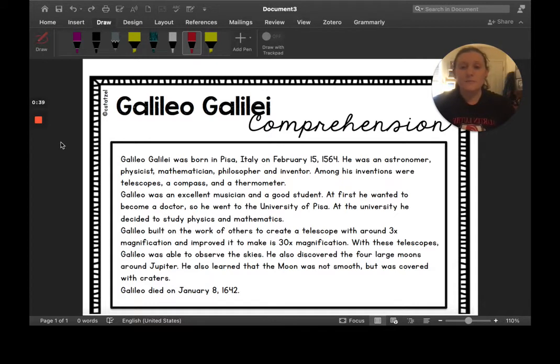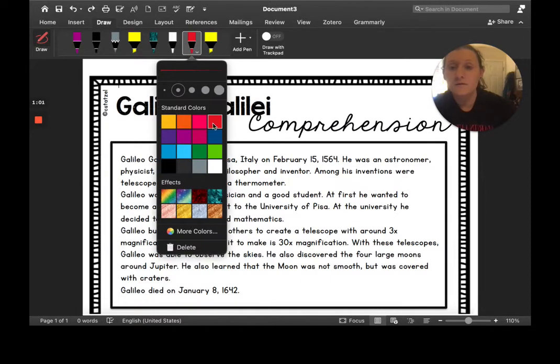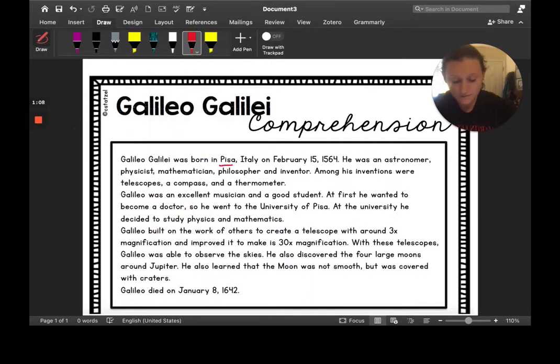Galileo Galilei was born in Pisa, Italy on February 15th, 1564. And so again, they are telling us where he was born and when he was born. So let's underline Pisa, Italy, and then let's also underline February 15th of 1564.